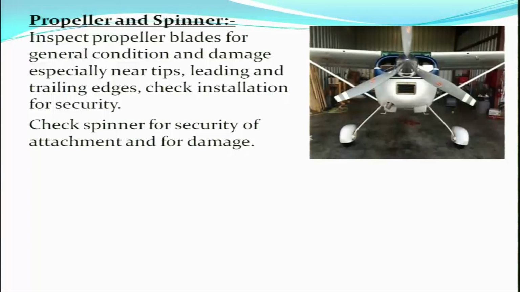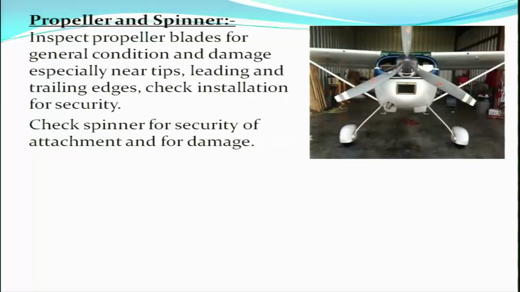These leading edges may get damaged because of the pebbles on the runway. So we need to be extra careful about the edges on the propeller blades. Then the installation of the propeller, the mounting bolts of the propellers needs to be checked for security. Further, the spinner is to be inspected for security of attachment and any damage.